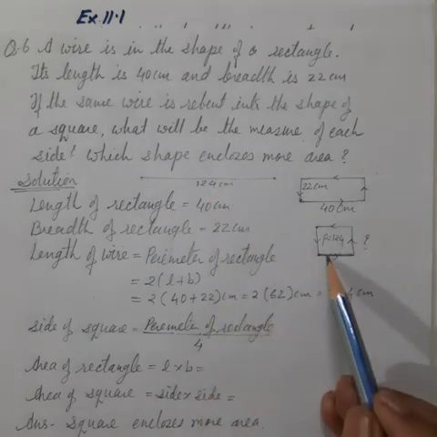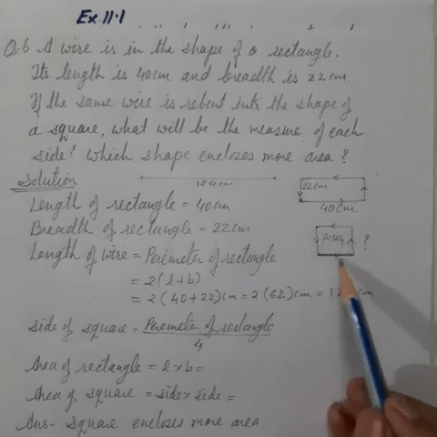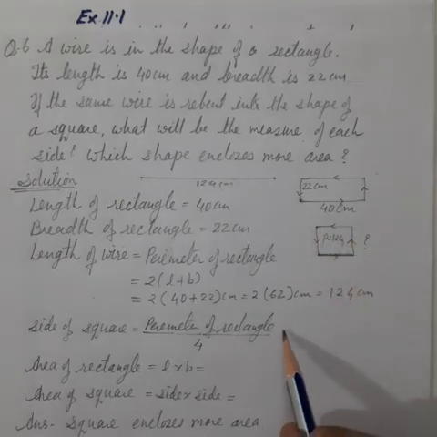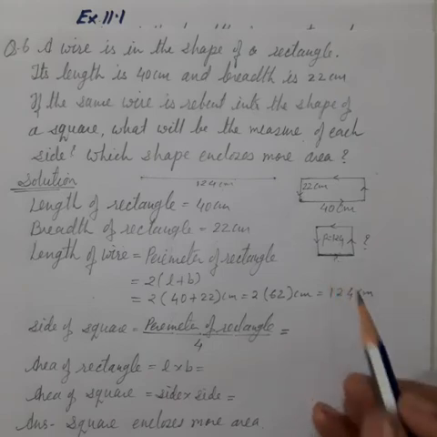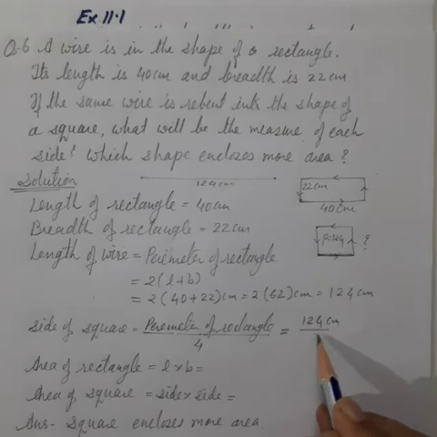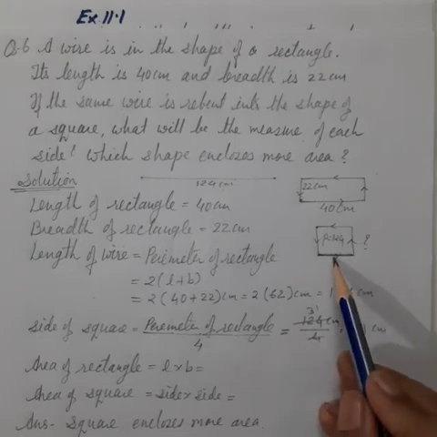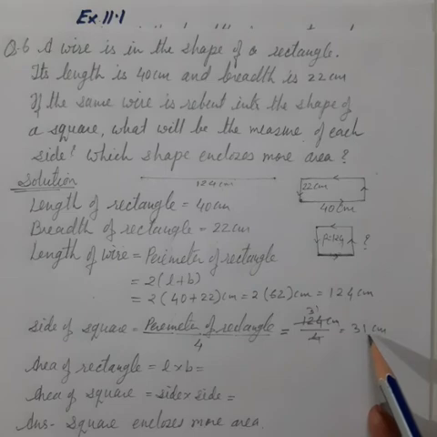Now this is rebent into a square. Divide the perimeter by 4. We will get the side of the square. So divide 124 centimeter divided by 4. 4 threes are 12 and 4 ones are 4. So 31 centimeter. The side of this square is 31 centimeter.